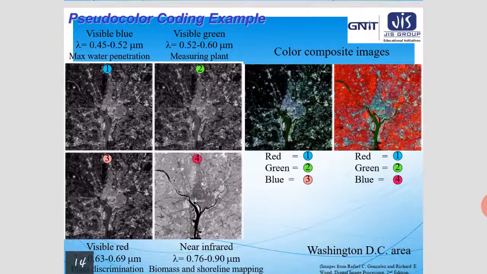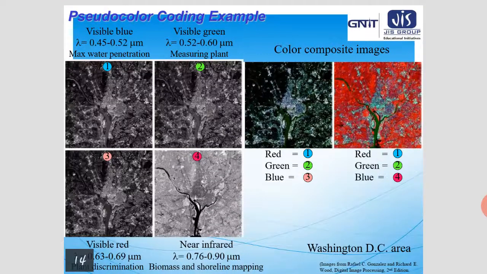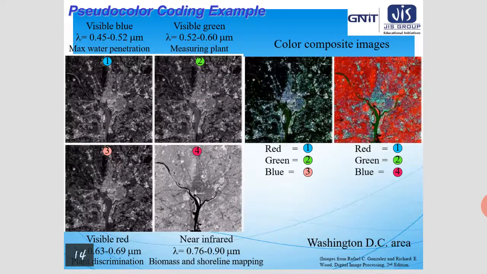If we move forward to the corresponding pseudo color coding example, we can see here a grayscale image along with a color mapped image, which is the composite image. Here we can mark 1, 2, 3, 4. So 1 is the red component, 2 is the green component and 3 is the blue component.